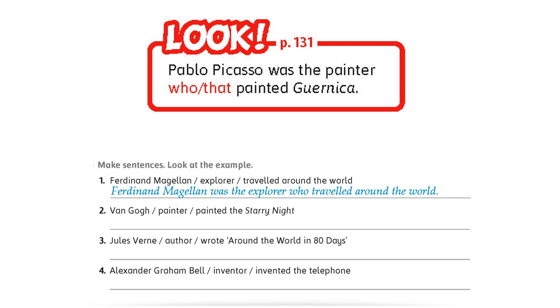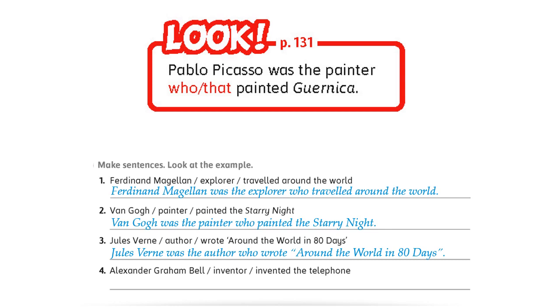2. Van Gogh, painter, painted the Starry Night. So we'll say Van Gogh was the painter who painted the Starry Night. 3. Jules Verne, author, wrote Around the World in 80 Days. It will be Jules Verne was the author who wrote Around the World in 80 Days. 4. Alexander Graham Bell, inventor, invented the telephone. It will be Alexander Graham Bell was the inventor who invented the telephone.